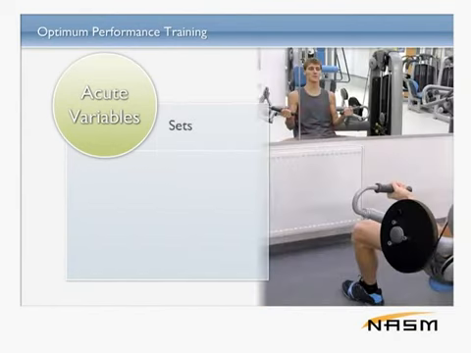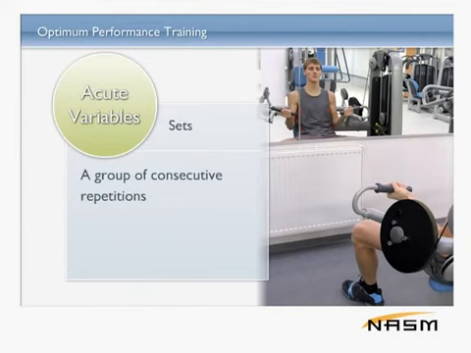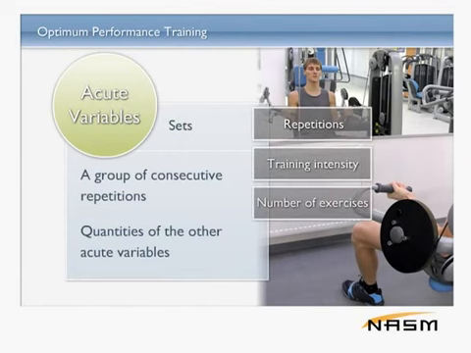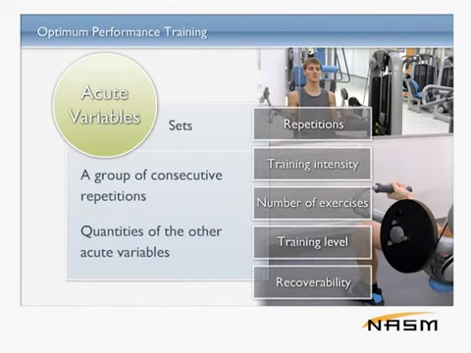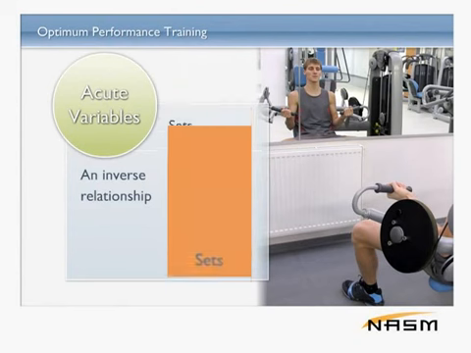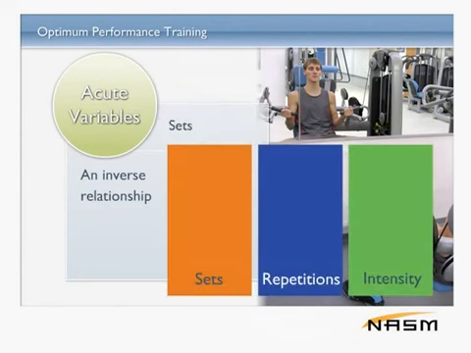Next are sets. A set is a group of consecutive repetitions. The quantities of the other acute variables, such as repetitions, training intensity, number of exercises, training level, and recoverability, determine the number of sets an individual performs. There is an inverse relationship between sets, repetitions, and intensity.